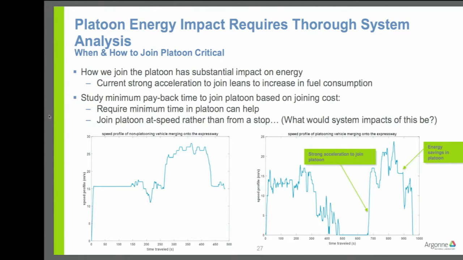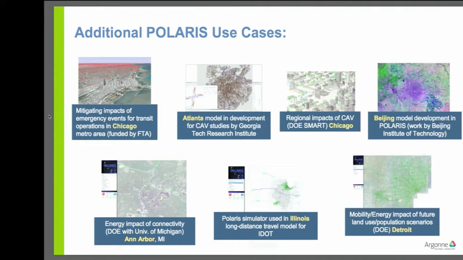Let's just move to, can you move to slide 29? So just to say that we have a Chicago case, but there are also multiple additional use cases we are running in POLARIS currently. There's an Atlanta model that's been developed with the Georgia Tech Research Institute. There's also a Beijing model being developed at Tsinghua University, University of Michigan working on an Ann Arbor model and a Detroit model, and we're developing one large-scale model for Illinois statewide long-distance travel demand. Last slide.